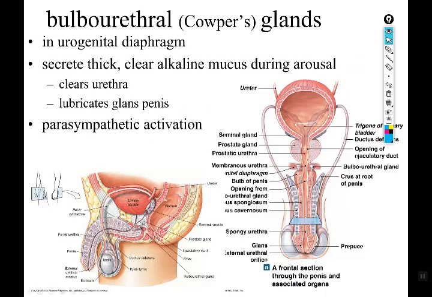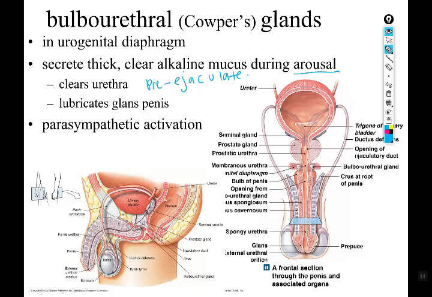So these are the exception to that sympathetic rule. These are undergoing parasympathetic activation. And they produce a thick, clear alkaline mucus. Then that is during the arousal phase. So this is often referred to as pre-ejaculate. And what this helps to do is the following.